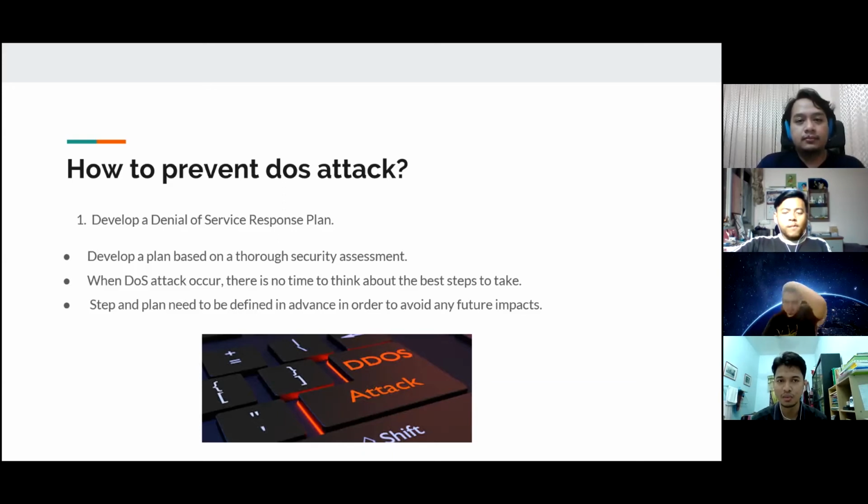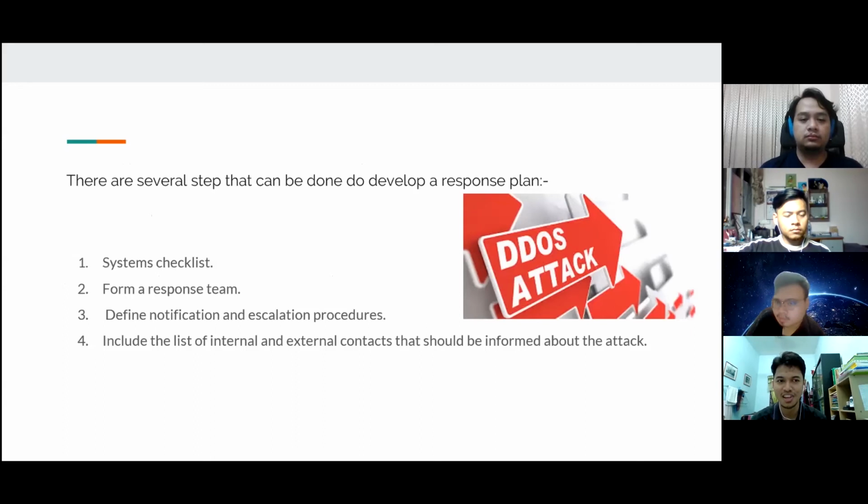The only way is to provide a best step and plan in order to avoid any future impact. So next, in this method there are several steps that can be done to develop a response plan. So the first is to do a system checklist, where we develop a full list of assets that should be implemented to ensure the advanced threat identification, assessment, filtering tools, as well as the security and enhanced hardware and software level protection in place.